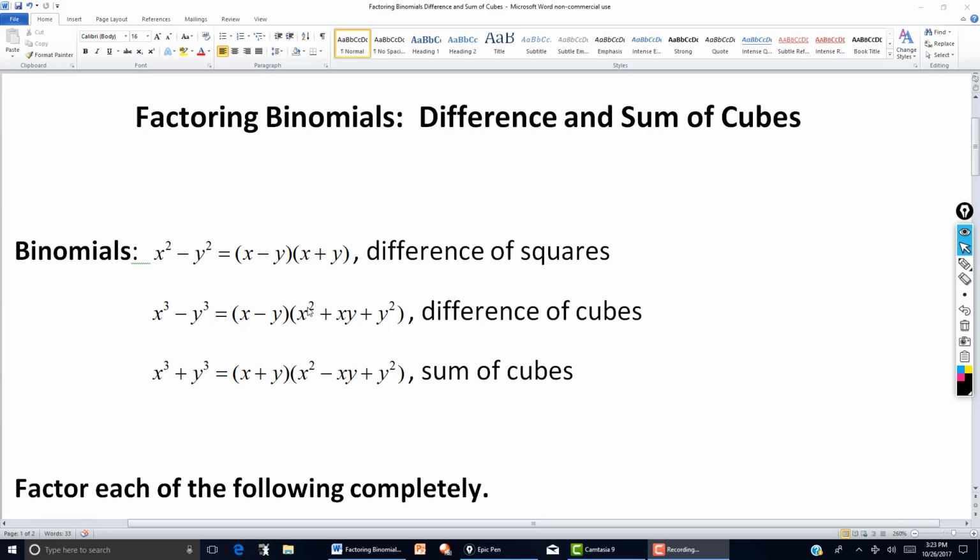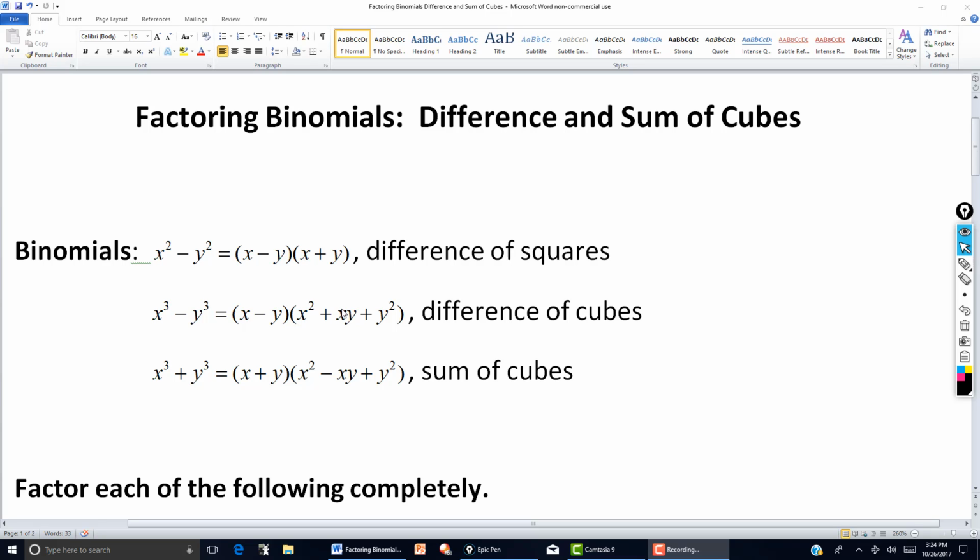And then the second factor is obtained by squaring the first root. Okay, that's x squared. And notice now the sign goes from minus to plus, the product of the roots, xy, plus the square of the second root. Now for the sum of cubes, x cubed plus y cubed, notice pretty much the same except the signs change. So it's the sum of the cube roots, that's x and y, and then the square of the first root minus the product of the two roots, that's xy, and the square of the second root. In this case, of course, we're dealing with cube roots. So notice the similarity in the two formulas. All the terms are the same except for a few sign changes there. Okay.